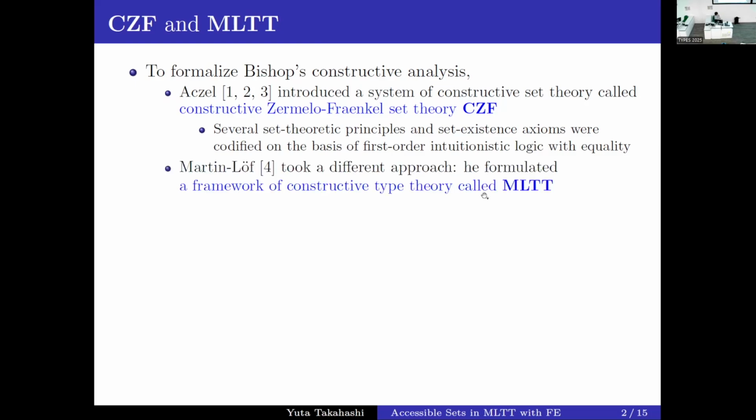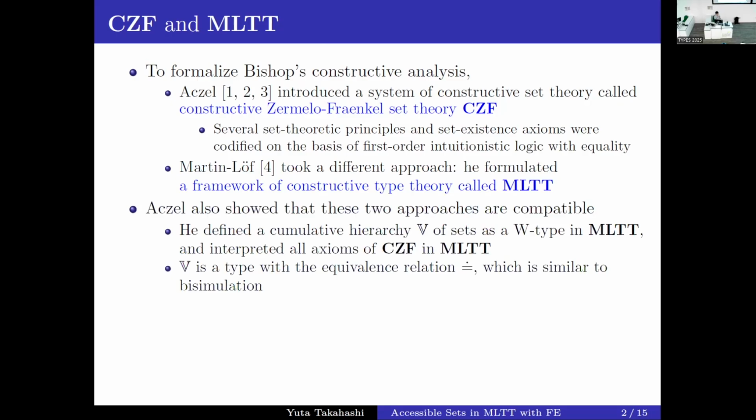On the other hand, Martin-Löf took a different approach. He formulated a framework of constructive type theory called MLTT. And Aczel also showed that these two approaches are compatible. He defined a cumulative hierarchy of sets as a W type in MLTT and interpreted all axioms of CZF in MLTT. V is a type with this equivalence notion, which is similar to bisimulation.